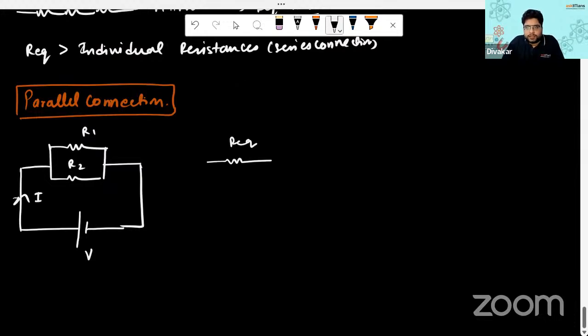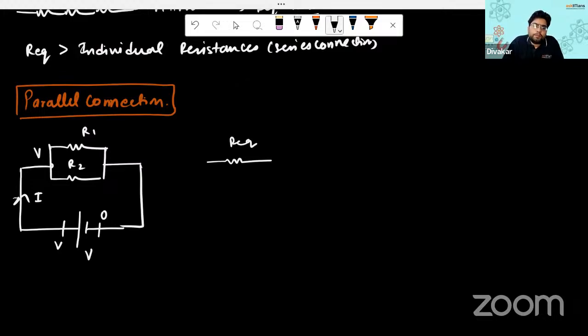Now understand one thing. Here the charge had 0 energy. Here the charge got V energy. Up to this point it had V energy because there are no resistances. Now it had two paths. If it goes through path 1, it will have to face resistance R1. If it goes through path 2, it will have to face resistance R2.